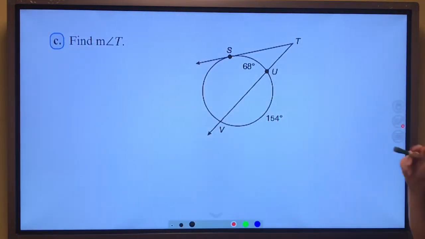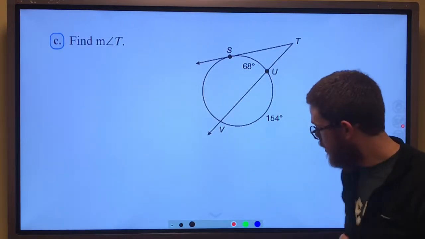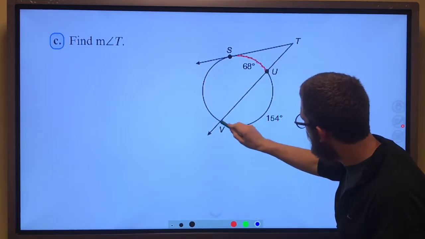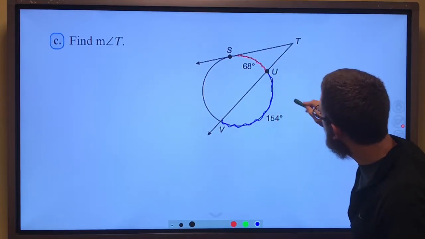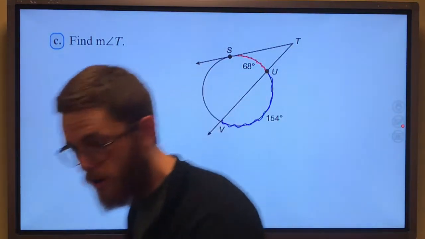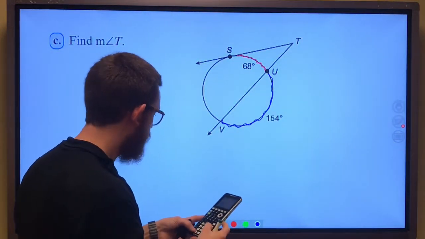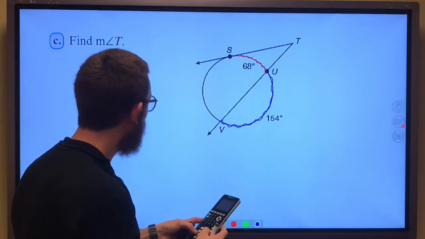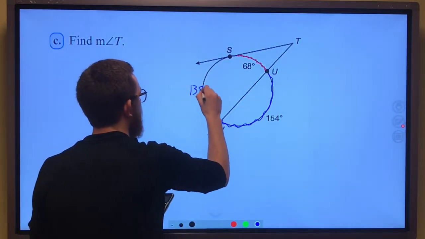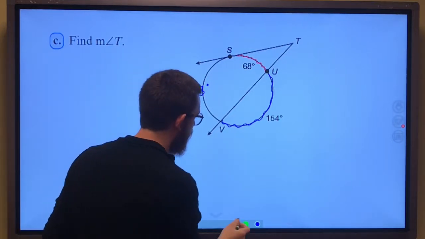We also want to find the measure of angle T. Well, this one, they're just trying to make us a little bit more confused. This is 68. This is 154. Well, if we subtract those from 360, we can find that other arc. Looks like a job for the calculator. 360 minus 154 minus 68, we get 138 degrees.